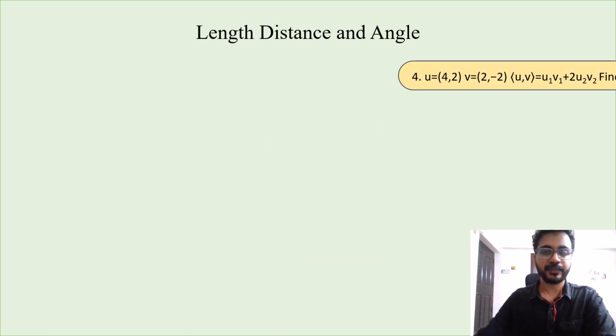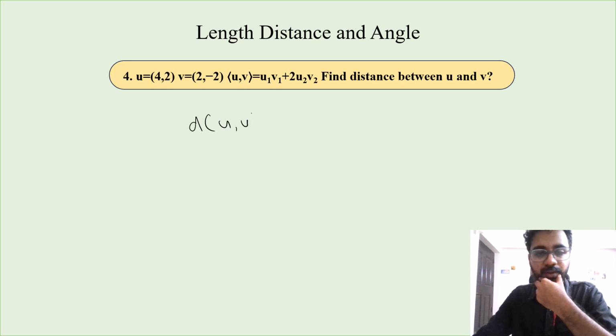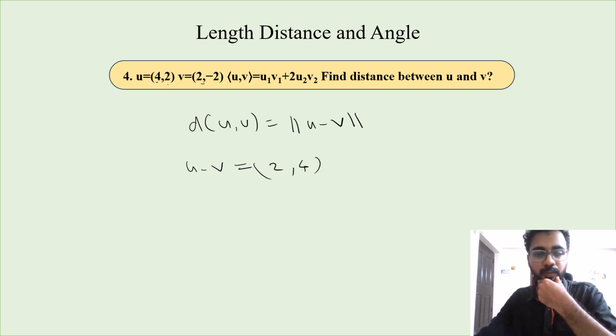Okay. Now, next question. Here, u is given as 4 2, v is given as 2 minus 2, and inner product u comma v is defined as u1 v1 plus 2 u2 v2. So we need to find the distance between u and v. So what's the formula? The distance between u comma v formula is the length of u minus v. Okay, so we need to calculate u minus v first. What is u minus v? 4 minus 2, here 2. Then 2 minus minus 2, which is 4. Okay, so we got u minus v.